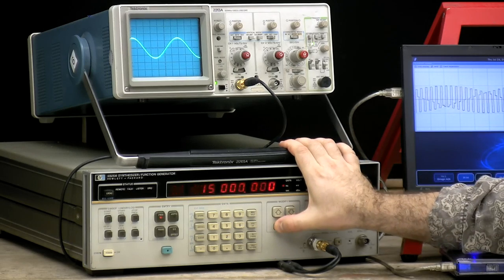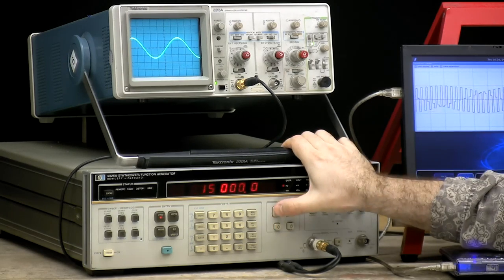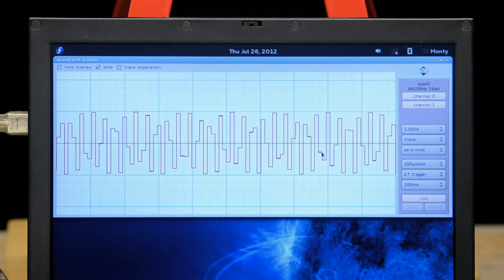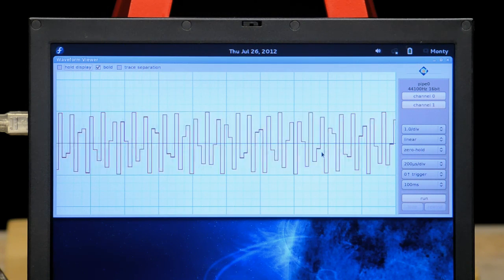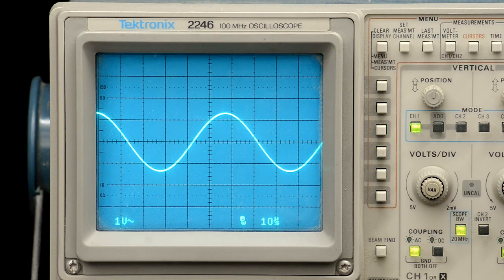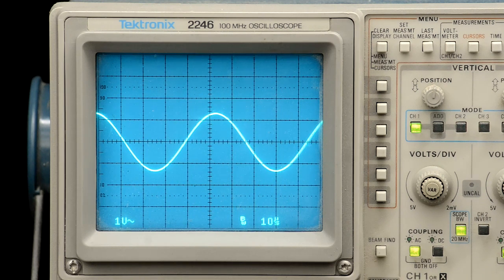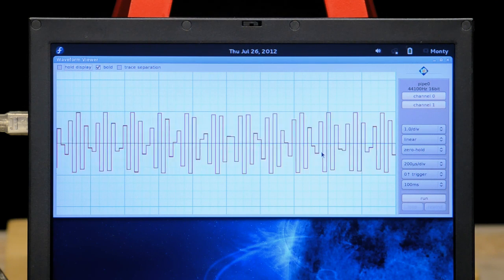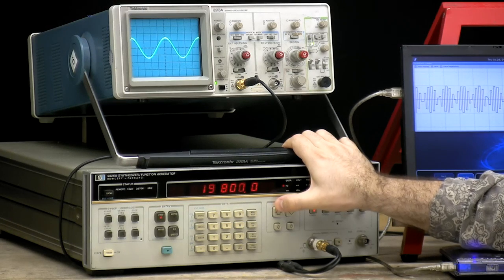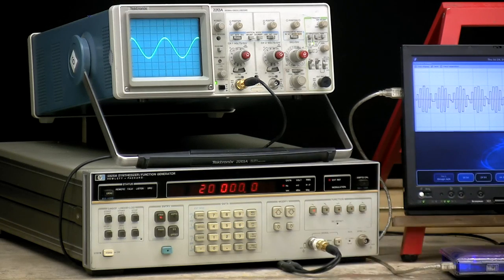Let's see if I can do this without blocking any cameras. 16 kilohertz. 17 kilohertz. 18 kilohertz. 19 kilohertz. 20 kilohertz.